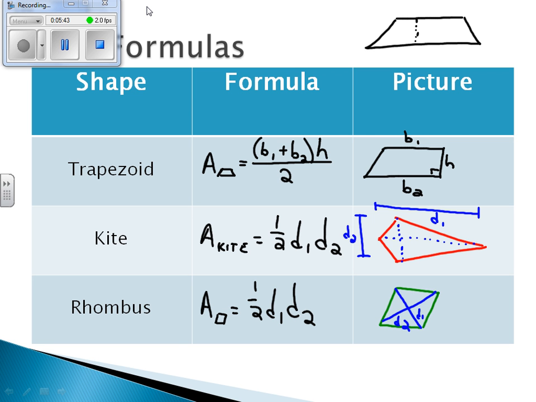D1, D2 are the diagonals. So from the top left point to the bottom right point would be D1. D2 would be this point to this point. Right. Plus the ones from yesterday. Okay. And I'm going to give you a formula sheet, and I'll talk about it in a second.